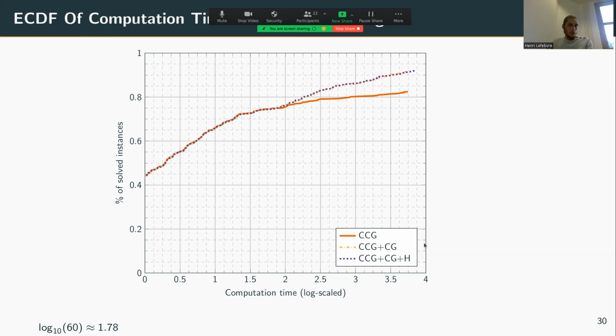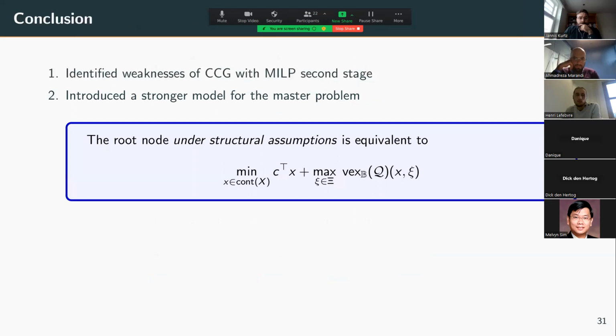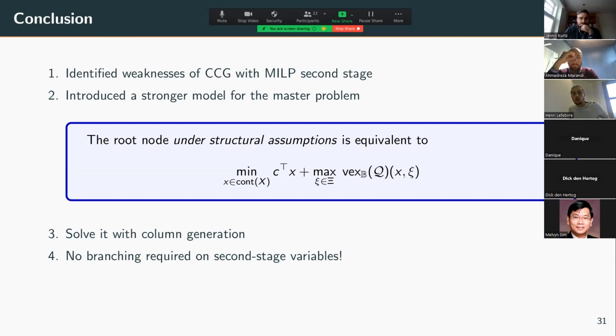Okay, so as a conclusion, I would say that we identified some weaknesses of CCG when you have MILP recourse decisions. We then introduced a stronger model for the master problem of CCG, and this is the shape of it. We solve it with column generation. And the key point of this formulation is that then no branching is required on the second stage variables that are integer.